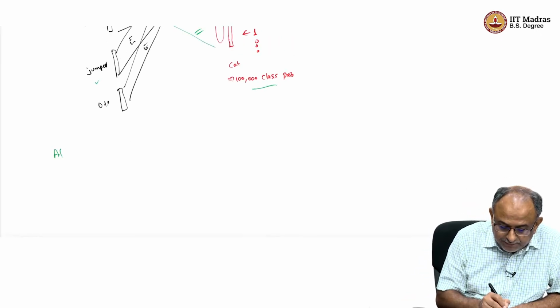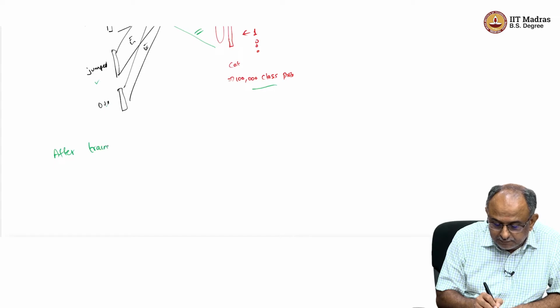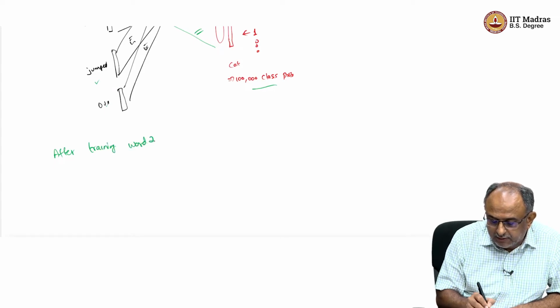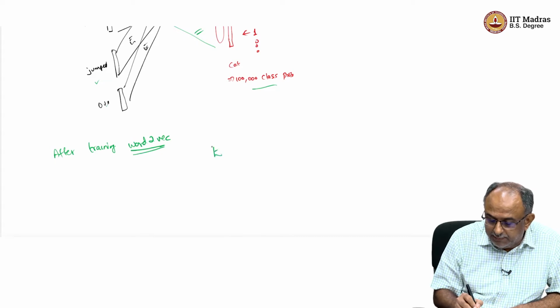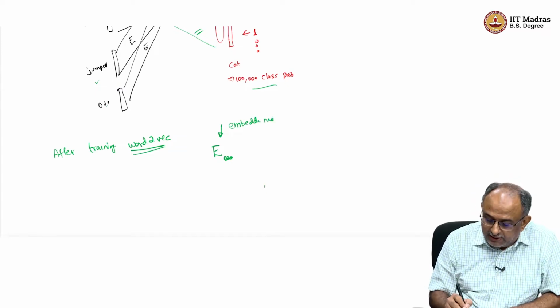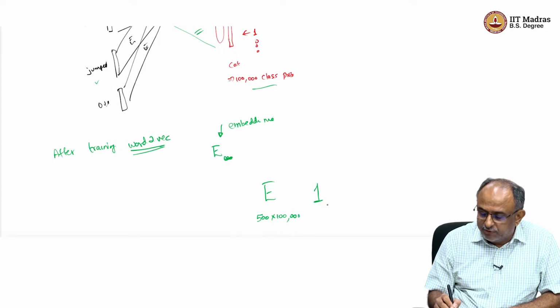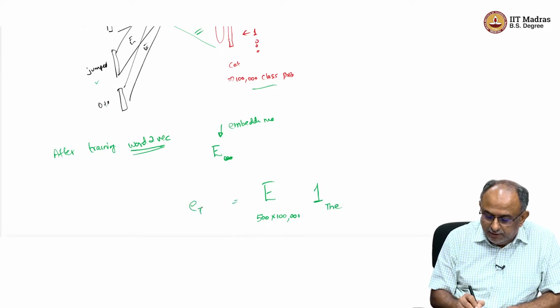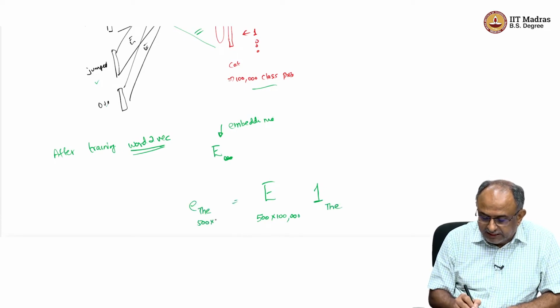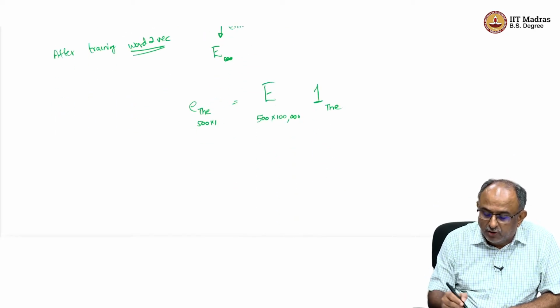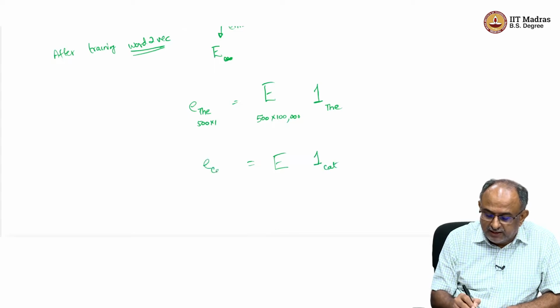So after training Word2Vec, you are going to get an E matrix, the embedding matrix. And then for any word, what do I do? I take E, this will be some 500 cross 100,000, and then I apply the corresponding one hot vector, let us say the, and I will get the E of the. This will be a 500 cross 1 vector. Or E remains the same, but now the one hot of cat comes, then the embedding of cat will come.